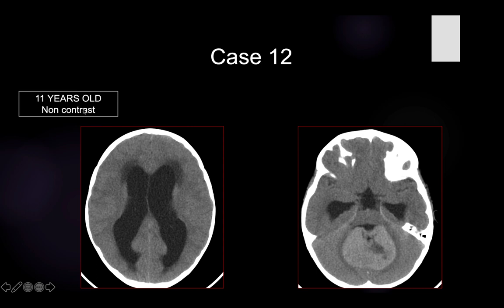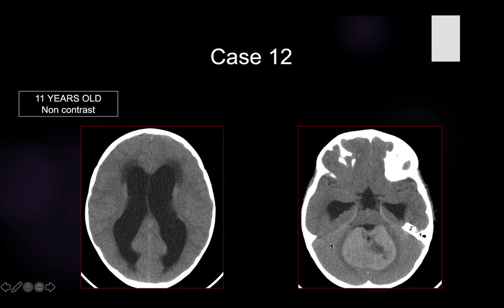Okay, in case number 12, this is an 11 year old boy coming with hydrocephalic changes, and we can see a posterior fossa mass lesion. In this non-contrast CT brain, the lesion is relatively well defined and relatively hyperdense. In the differential diagnosis of a posterior fossa lesion in a young patient, we can put mainly two differentials, medulloblastoma and ependymoma. But if the lesion is very well defined, like a ball, this is typical for medulloblastoma.